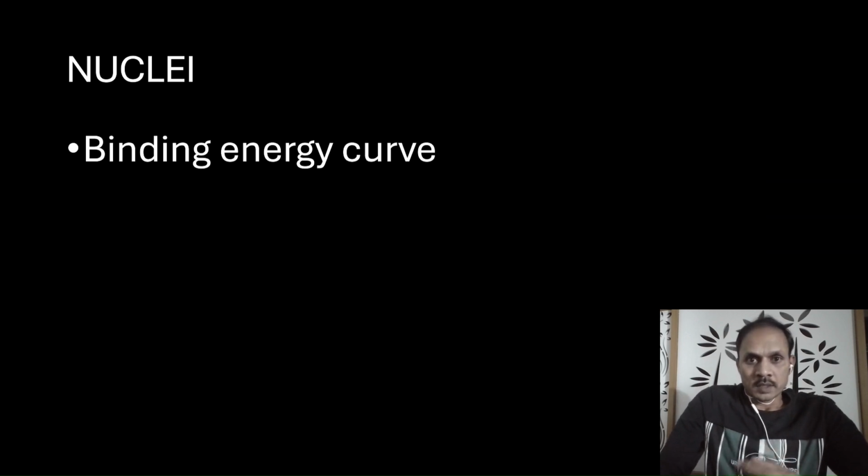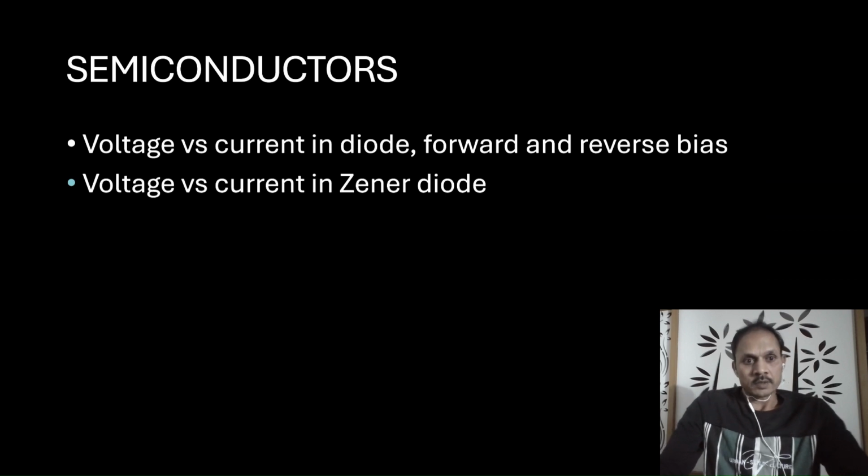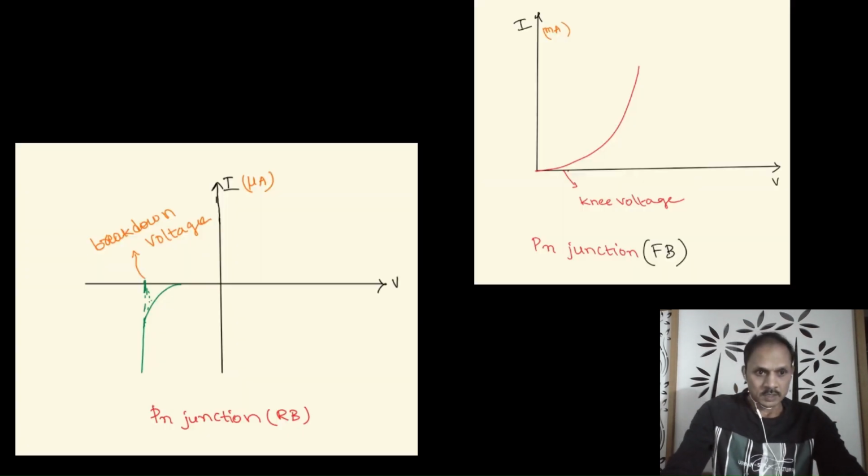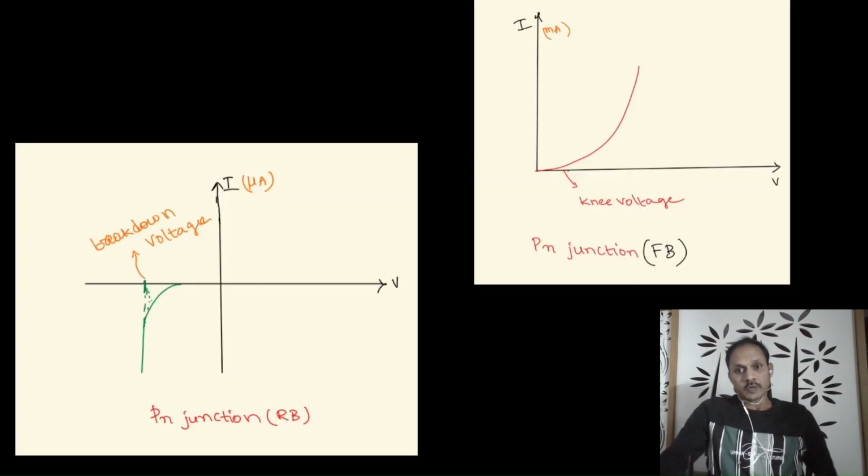And going to the last chapter, semiconductors. How do voltage and current vary with each other in a diode, Zener diode, forward, reverse, all these things. In forward bias and reverse bias, you can see knee voltage, breakdown voltage, and the quantity of the current, how it varies. And anyway, the transistors topic was deleted, so we are not discussing that. So these are the important graphs to be revised.